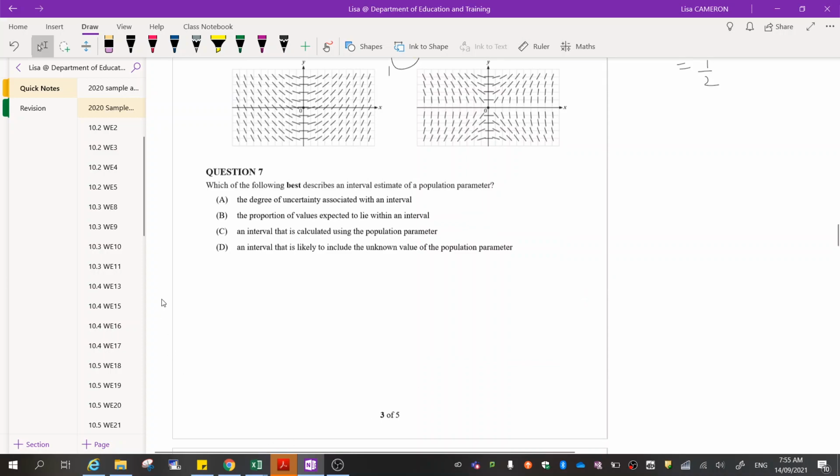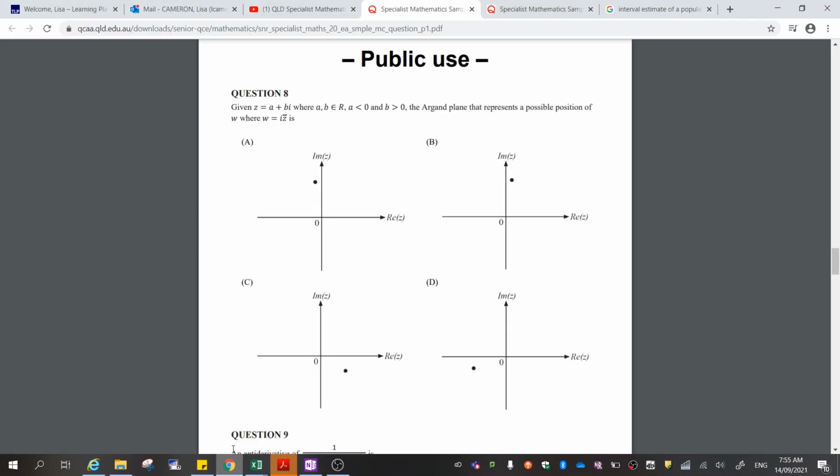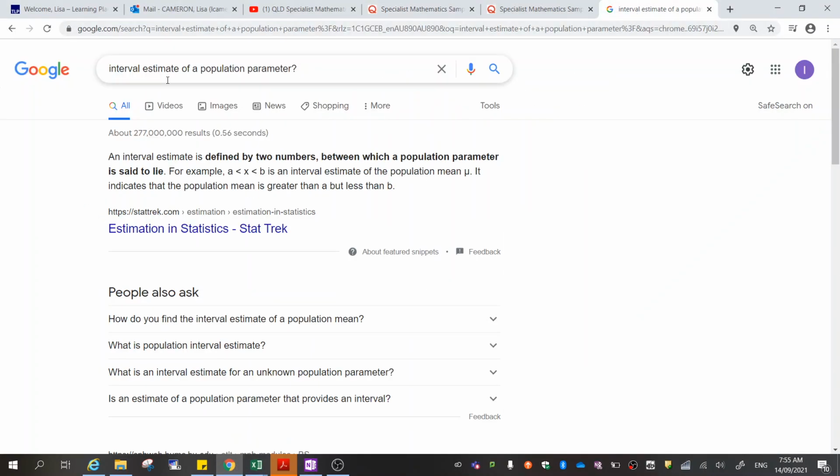Now question 7. Which of the following best describes an interval estimate of a population parameter? So the first one, the degree of uncertainty associated with the interval, but that doesn't have a lot to do with the population parameter. The easiest way to start this question is to go and Google interval estimate of a population parameter. So an interval estimate is defined by two numbers between which a population parameter is said to lie. So it's saying that for our interval estimate, the population parameter should be between those two numbers.